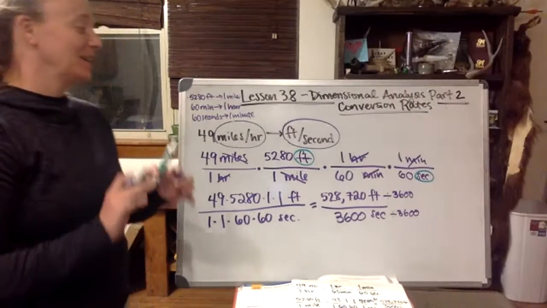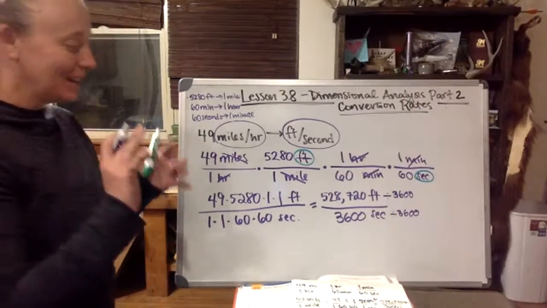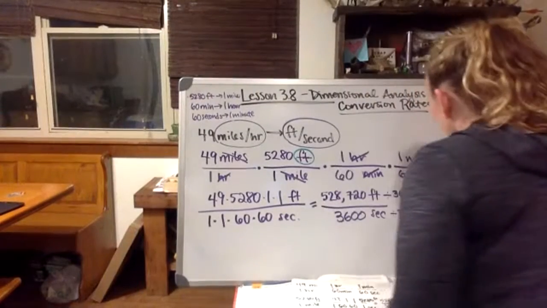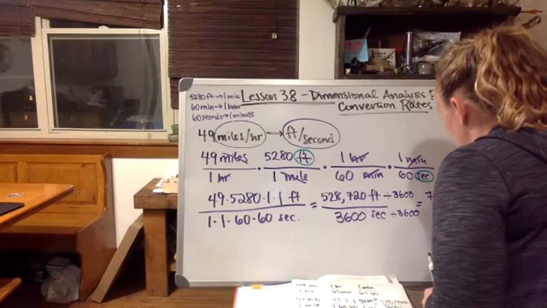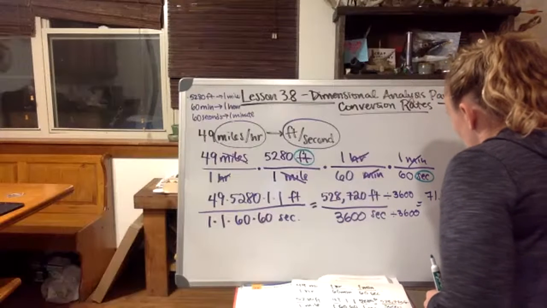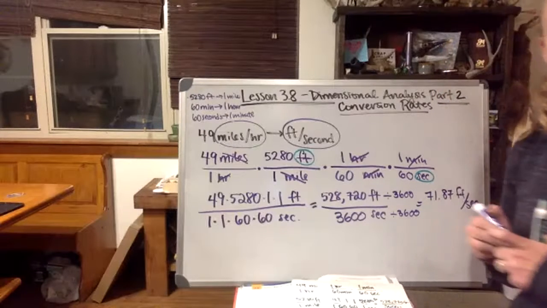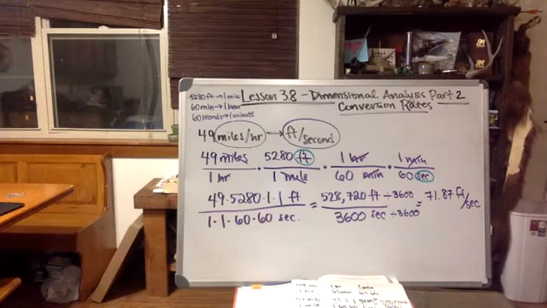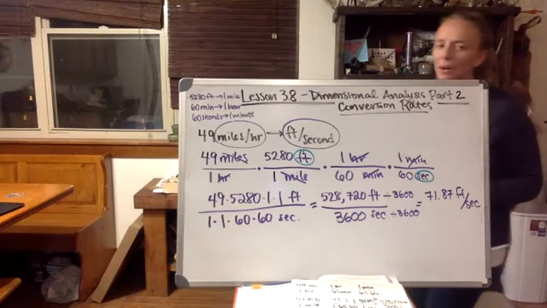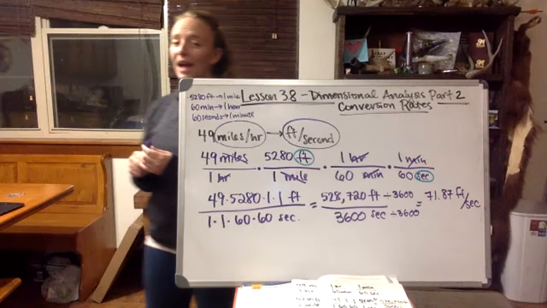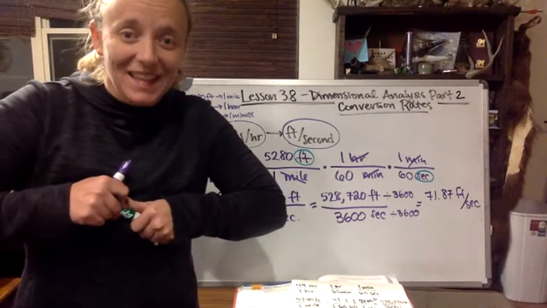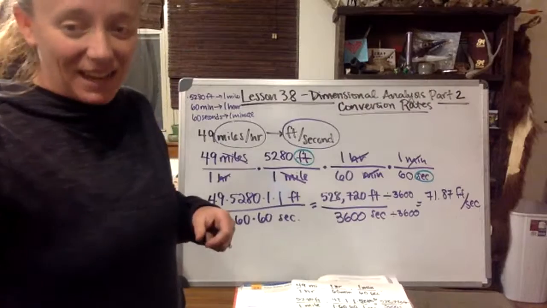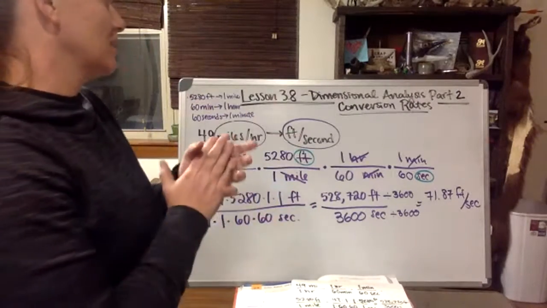Check this number out. It is so huge. This is crazy. It is 71.87 feet per second. 71.87 feet per second. A hummingbird can fly at 49 miles per hour. That means it travels at 71.87 feet per second.